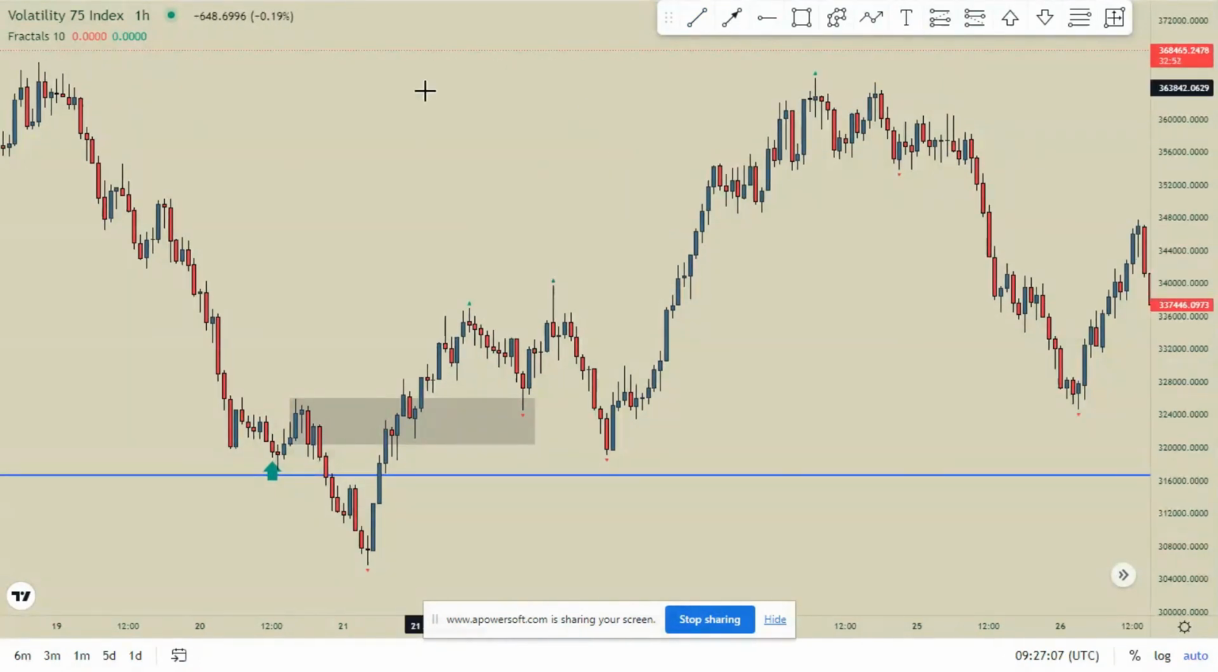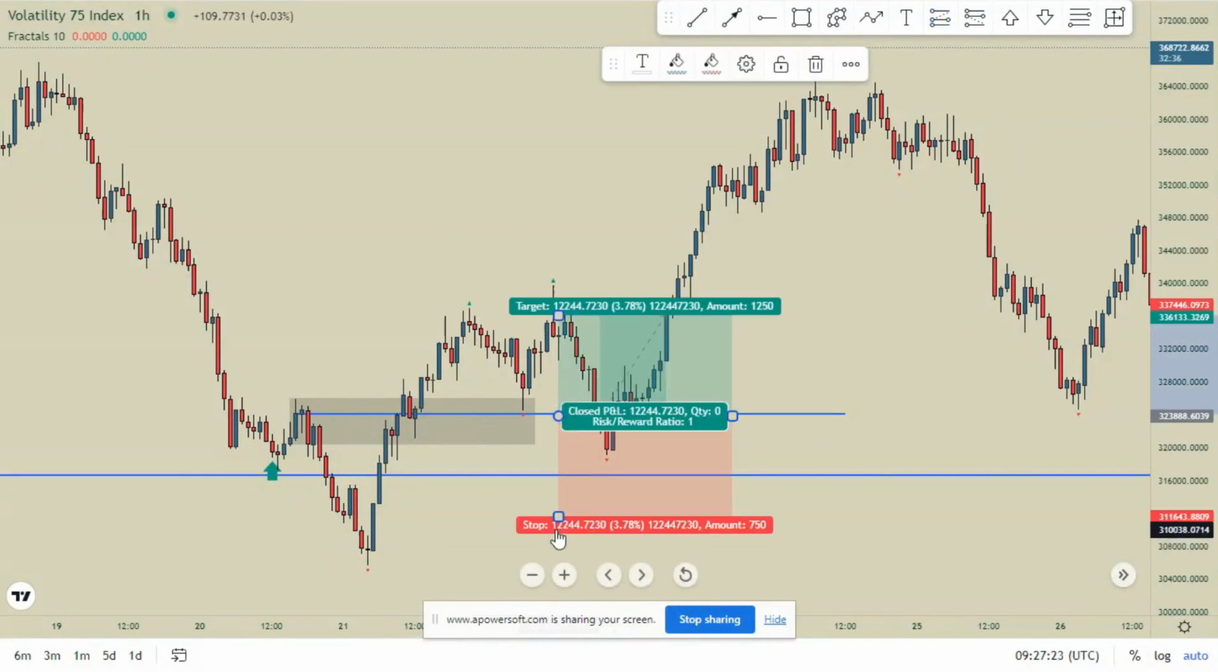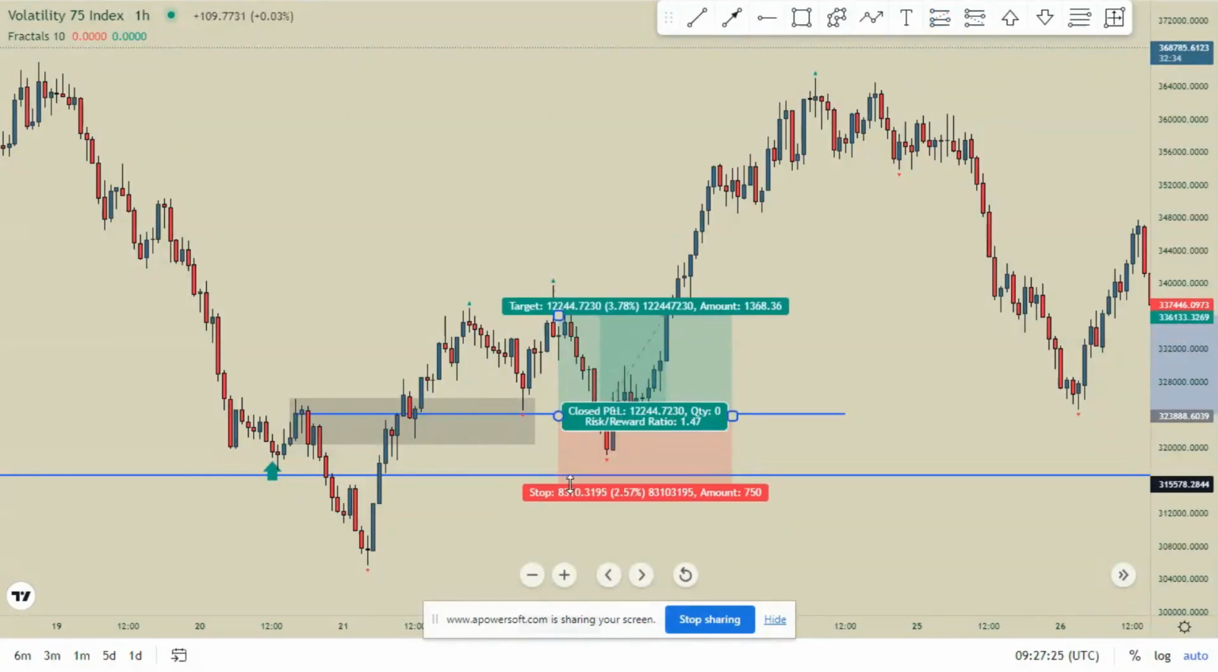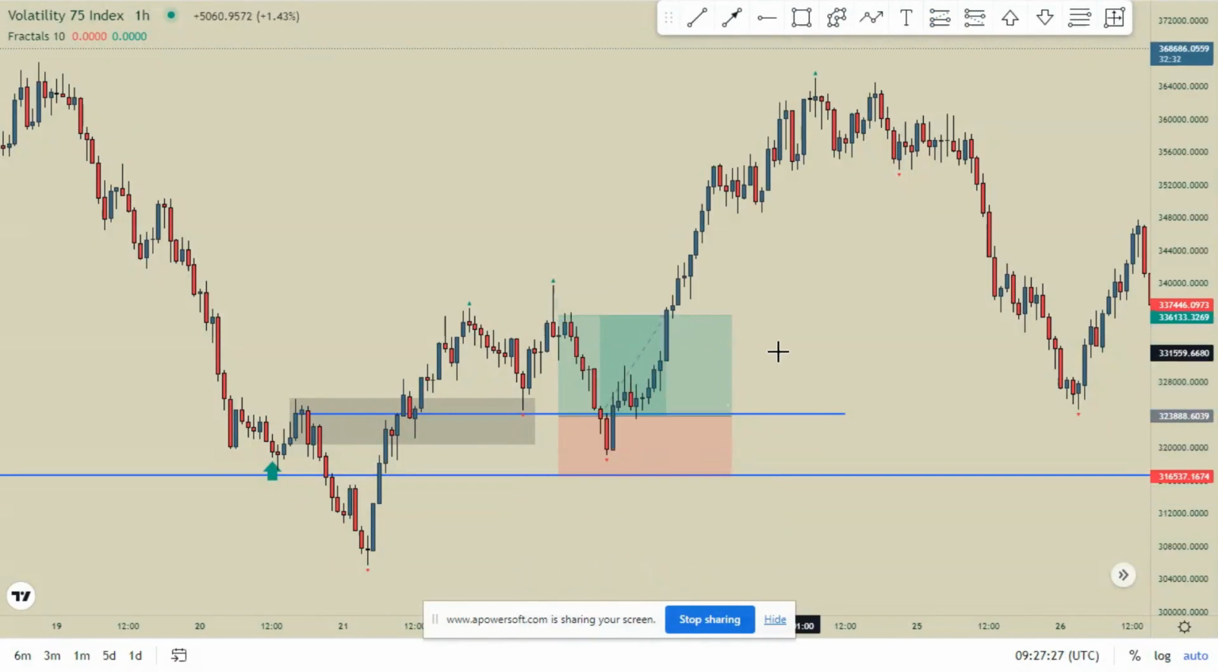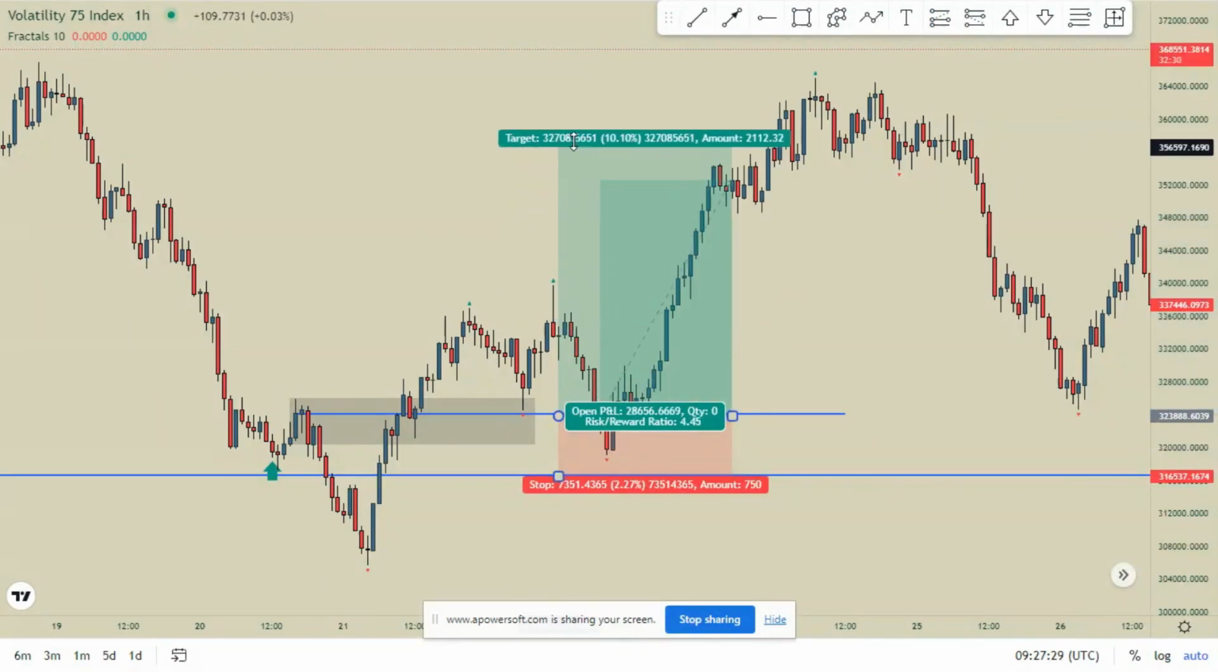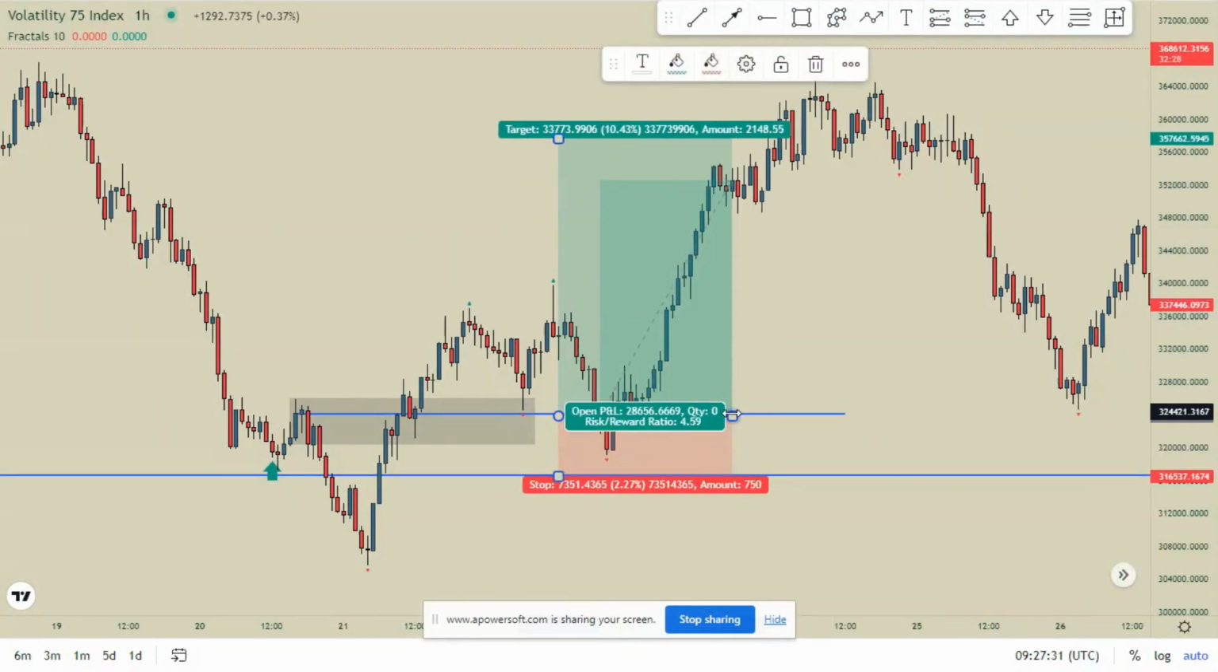Supposing you've taken your entry at the top there, we look for our long position, and then our stop loss, we said just below there.